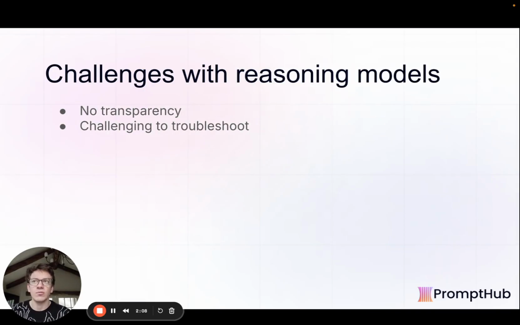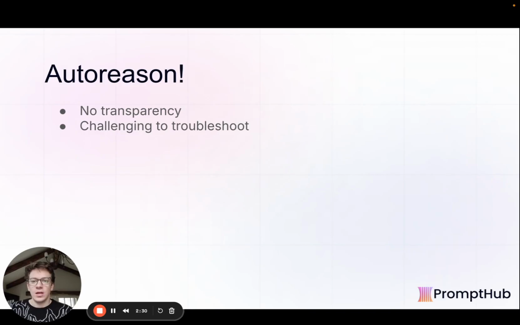And even though we have reasoning models that are doing this automatically now, there's not a lot of transparency. OpenAI in the API isn't giving us the reasoning chains or the reasoning tokens being generated. We just get charged for it. There's no way to get in there and debug or see what's actually happening under the hood, which makes it really challenging to troubleshoot.